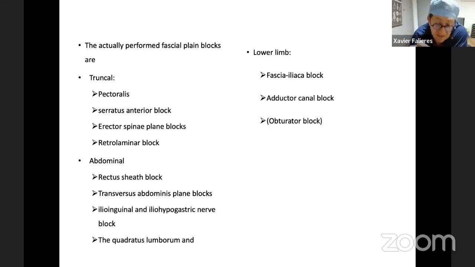block, we will speak some more about it today, the retrolaminar block, I will speak very fast about it. Then we have all the abdominal blocks, the rectus sheath block, the TAP blocks, ilioinguinal block, very short about the quadratus lumborum blocks. And then we have the lower limb, fascia iliaca, I spoke about it, adductor canal, I spoke about it, so we won't come back on those ones.